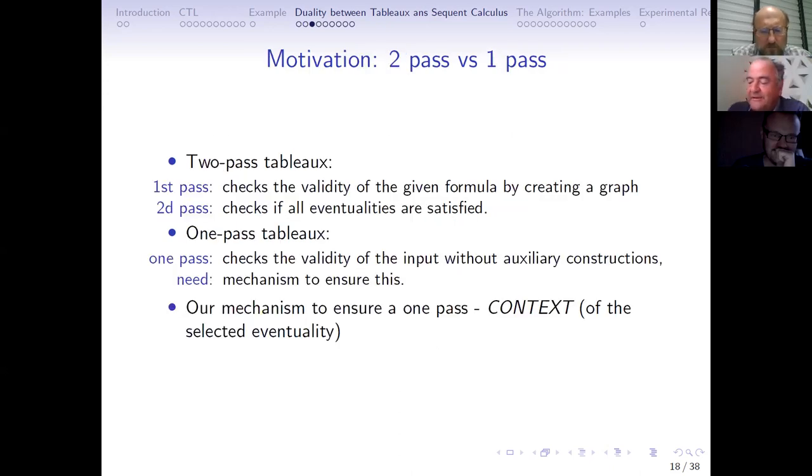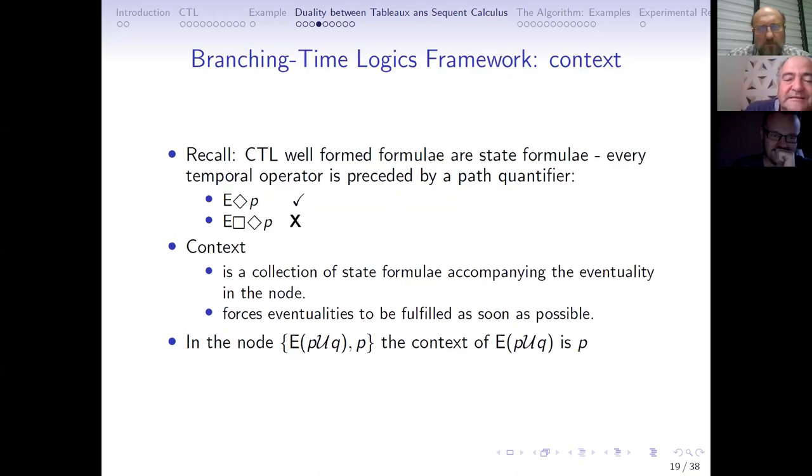Now, the specifics of our method is that we are dealing with one pass tableau. And the idea is that we're not going to do the standard check of the satisfaction of eventualities as happens in the two pass structure. Instead we have a mechanism to deal with the tableau in one go, in one pass. And the mechanism to cope with this is based on the concept of a context. And the context is something very simple actually, right? It's the set of formulae that accompany the selected eventuality, which we are reasoning about.